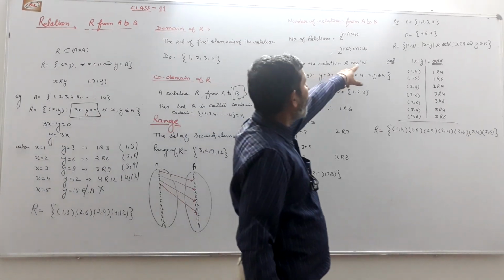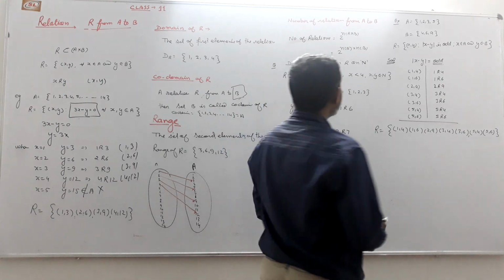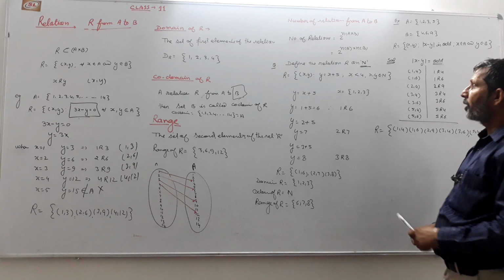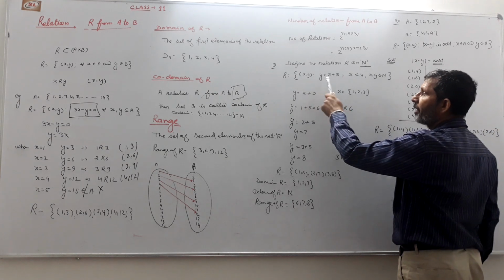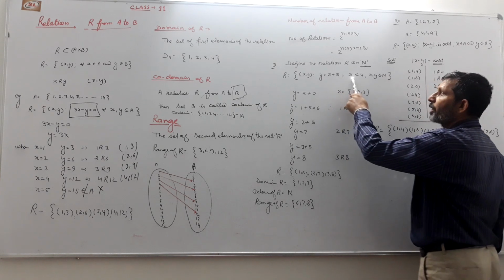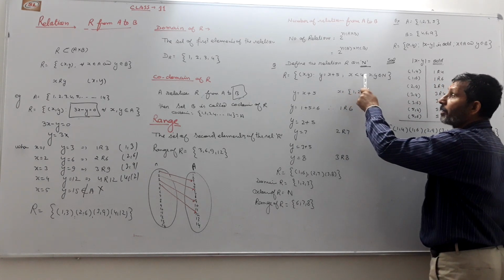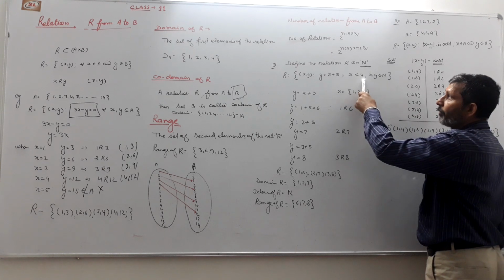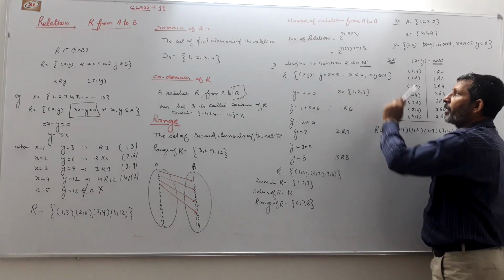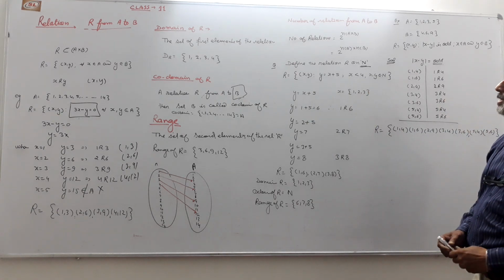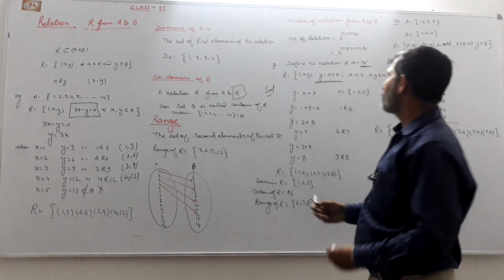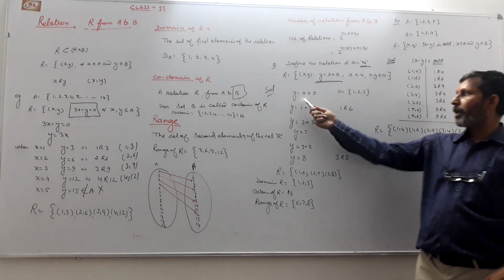One more question related to this. Define the relation R on N, where N is the set of natural numbers, defined by x comma y, where y equals x plus 5, and it is also given that x is less than 4. The values are all natural numbers less than 4, for all x comma y belonging to N. The question is, define this relation. The condition is y equals x plus 5.